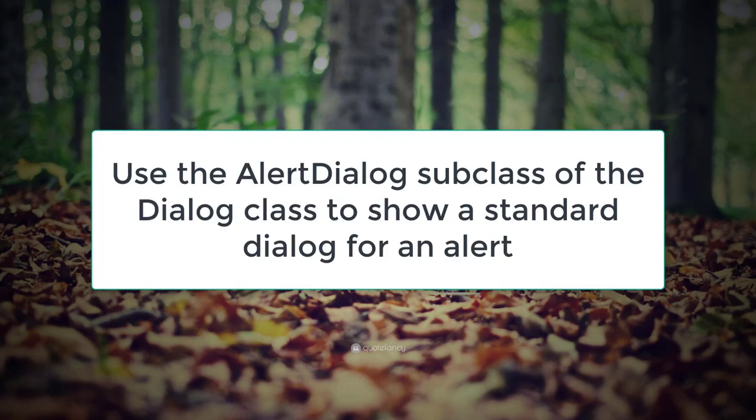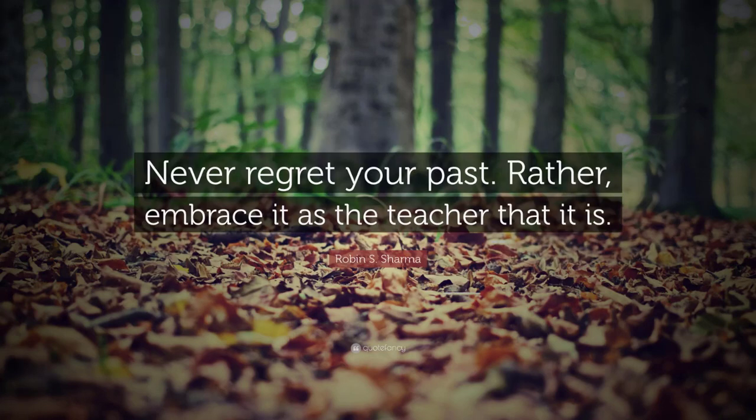In Android, you use the AlertDialog subclass of the Dialog class to show a standard dialog for an alert. In this practical, you will use a button to trigger a standard alert dialog. In a real-world app, you might trigger an alert dialog based on some condition or based on the user tapping something. Create a new project called Alert Dialog based on the empty activity template.